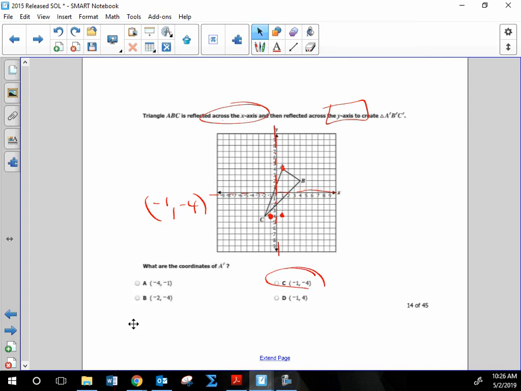Yeah. So across the x-axis, it's 4 away from my x-axis, so I go 4 away below. And then across my y, it's 1 away to the right, so I want to go 1 to the right. You just counted your coordinates. Alright, so that was 14.